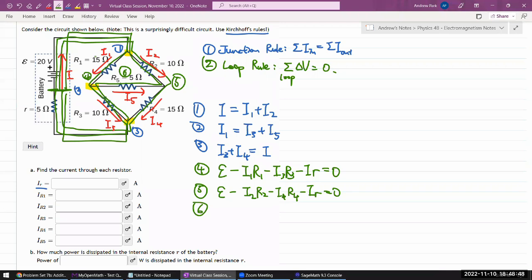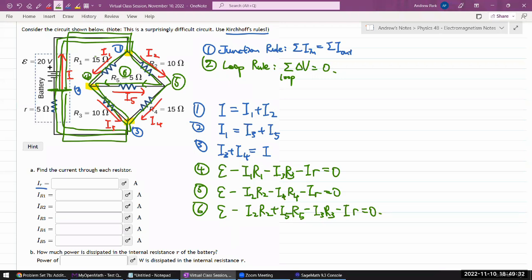Final, 6th equation, same start, voltage rise minus, so here I went this way. So minus I2 R2. And here, watch carefully. The direction the loop is going is opposite of the direction I labeled my current. So I have to remember that there's a voltage rise going across the R5 resistor. So plus I5 R5. And then as I go through R3, it's minus I3 R3. And I still have to return through the internal resistance, minus I r is equal to 0. So that's all my equations.